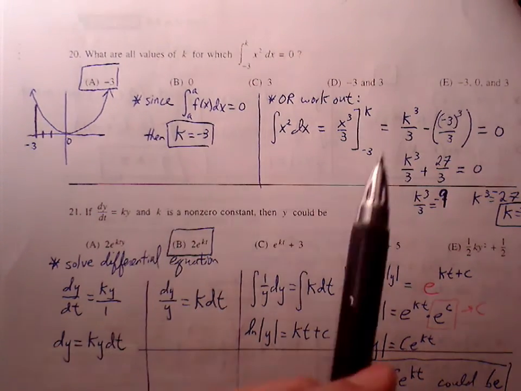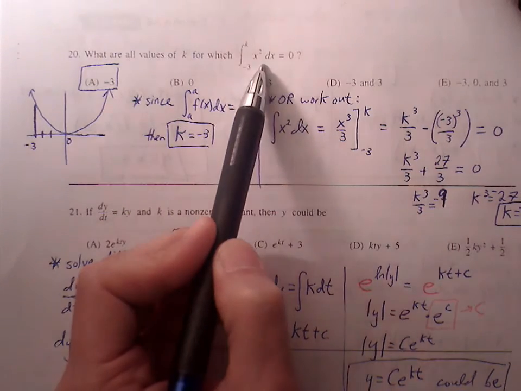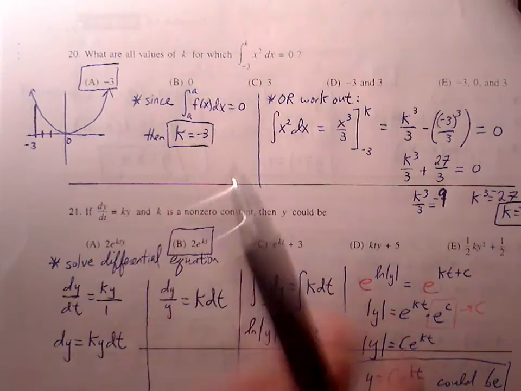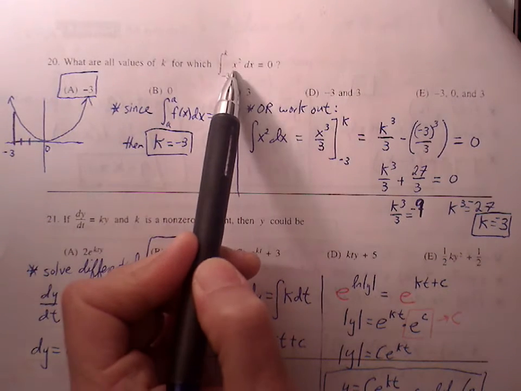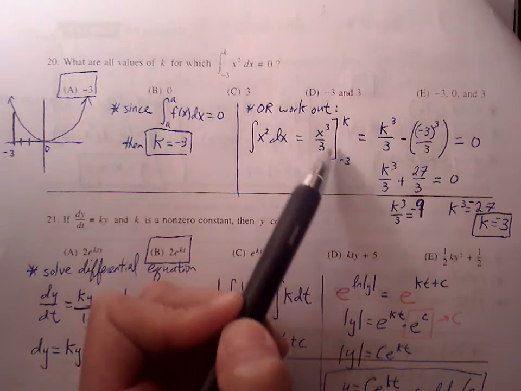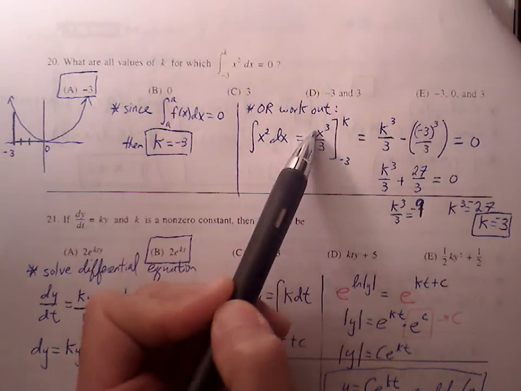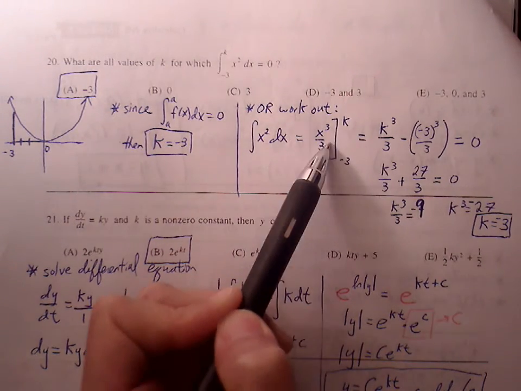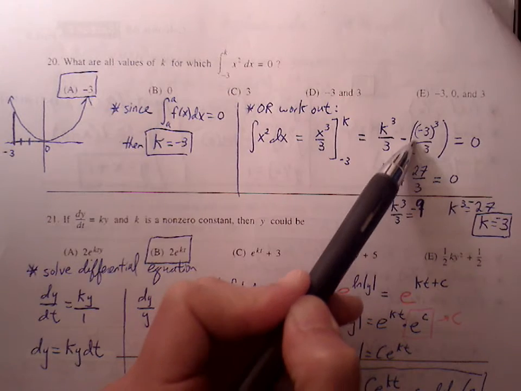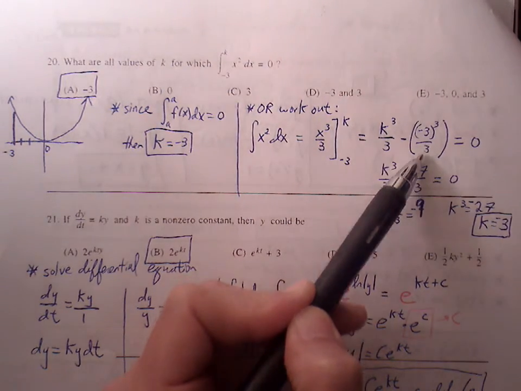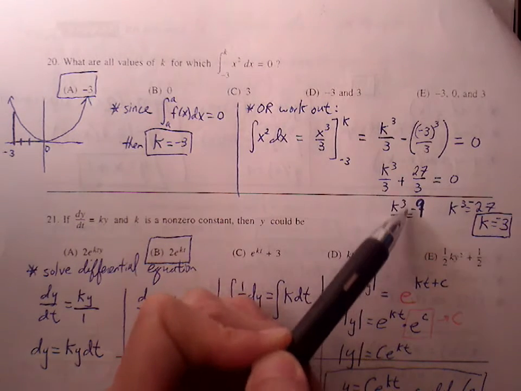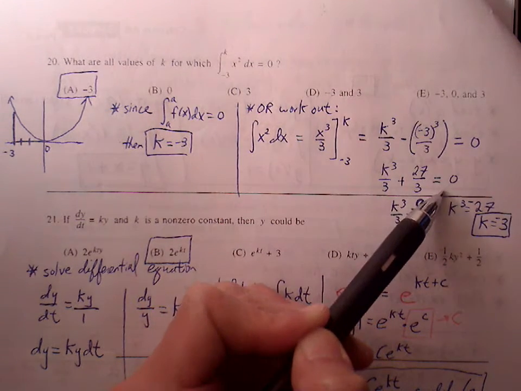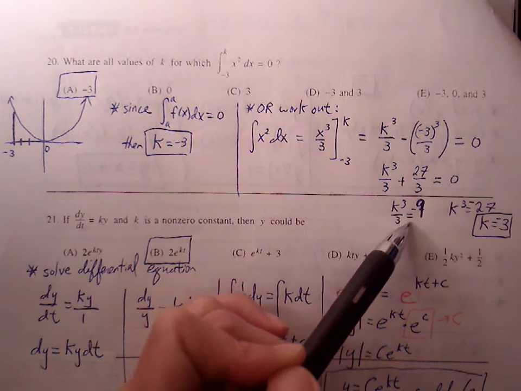Okay. Another way that we could do this is we could work this out and solve for k. So if I find the antiderivative of x squared, that becomes x cubed over 3. We plug in our upper bound minus the lower bound. So we get k cubed over 3 minus -3 cubed over 3. -3 cubed is -27, over 3 is -9. The two negatives become positive. We move the 9 over to the right side.